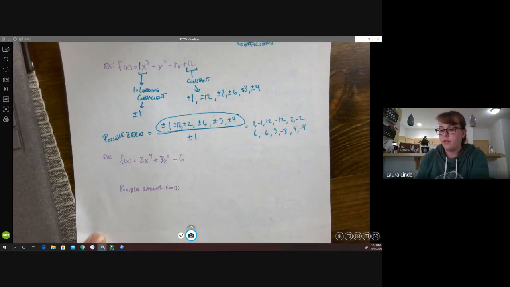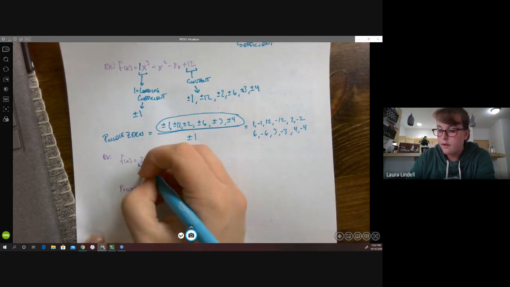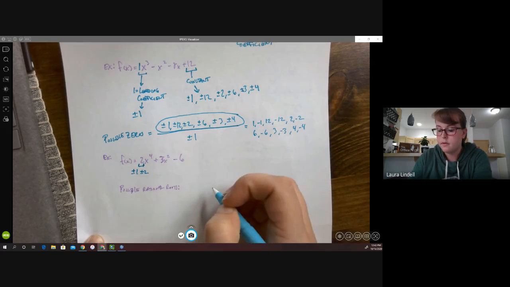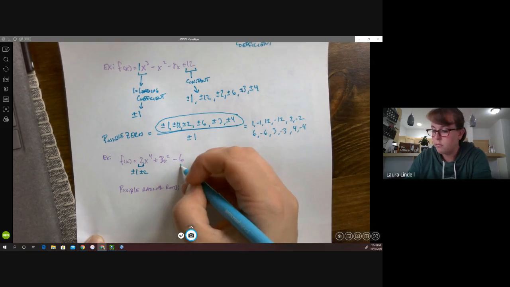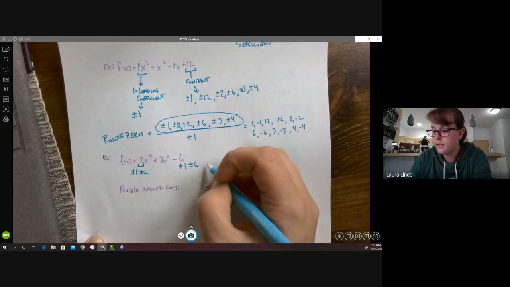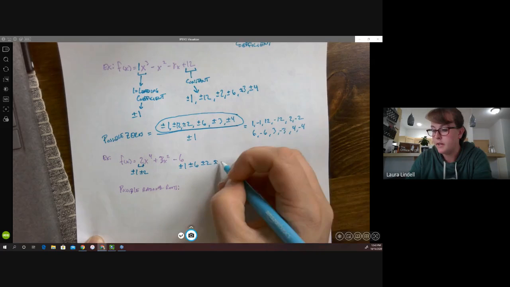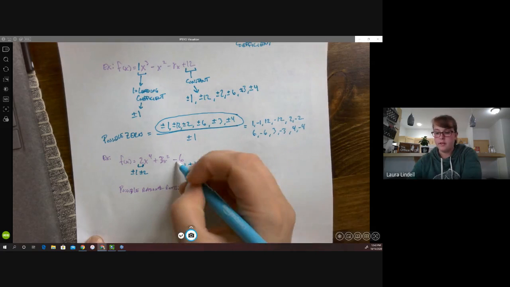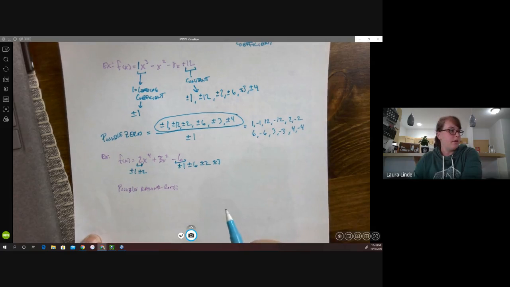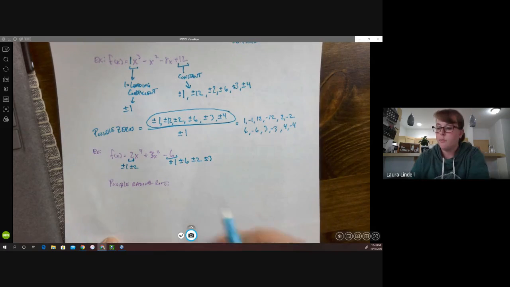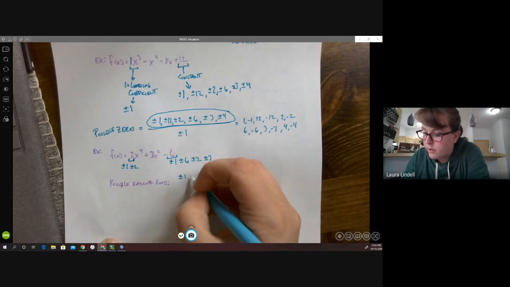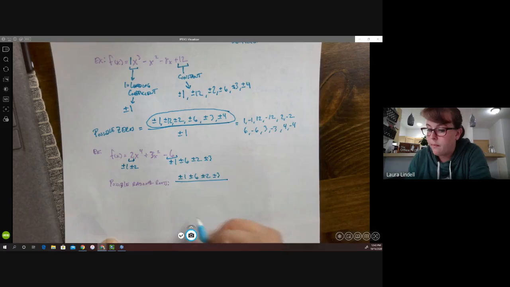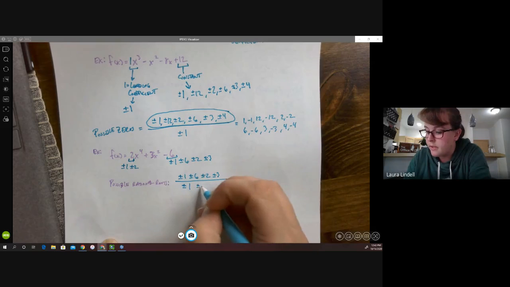Well, then the leading coefficient here is 2. And the factors of 2 are plus or minus 1 and plus or minus 2. The factors of -6 are plus or minus 1, plus or minus 6, plus or minus 2, and plus or minus 3. Those are all the things that multiply to -6. So to find our possible rational roots, we take these and put them on the top. So plus or minus 1, plus or minus 6, plus or minus 2, plus or minus 3. And then on the bottom, we have plus or minus 1 and plus or minus 2.